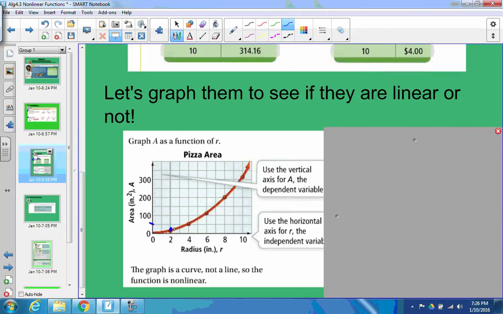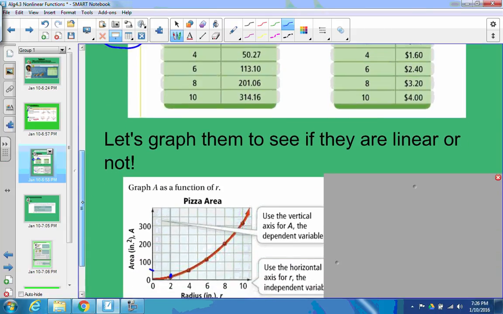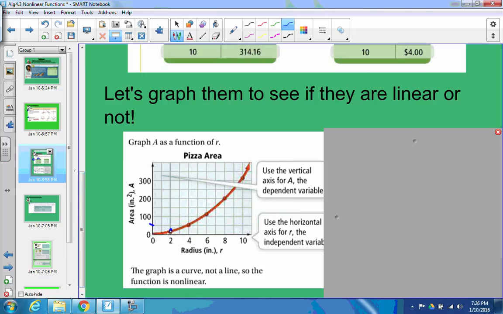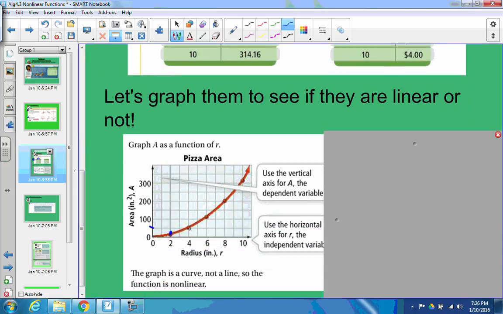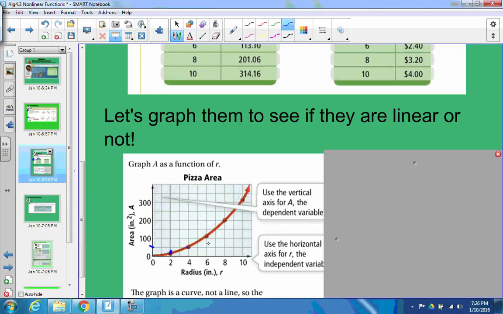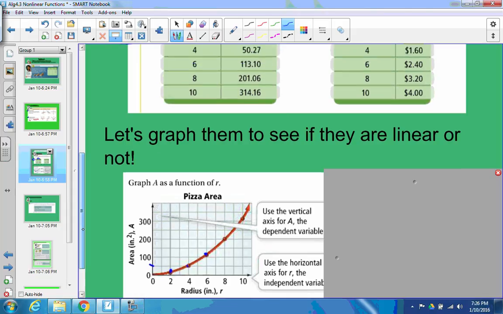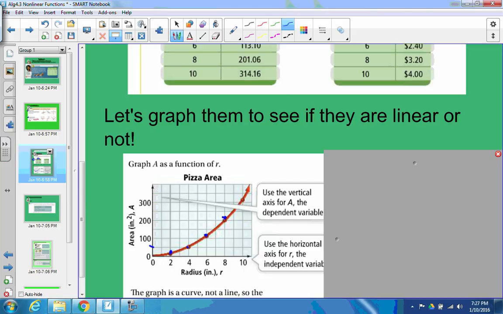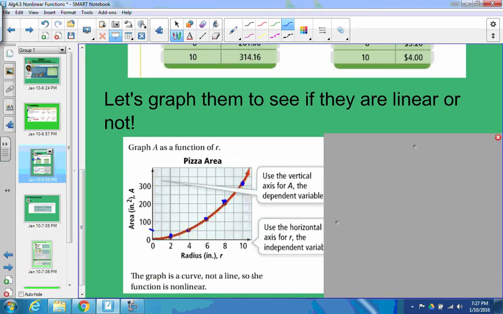And if you graph it, this is 2 and about 12.57. So it's not the easiest to find on there, but that's about where it is. For 4, it is about 50, so right on this 50 line. For 6, we have 113. 8 and 201, so just above 200, and then 10 and 314, so over 300. If you look at this, this is not a line because it's curved. If you connect the dots, it curves, and this graph is a curve, so it is not linear, it's nonlinear. All right.